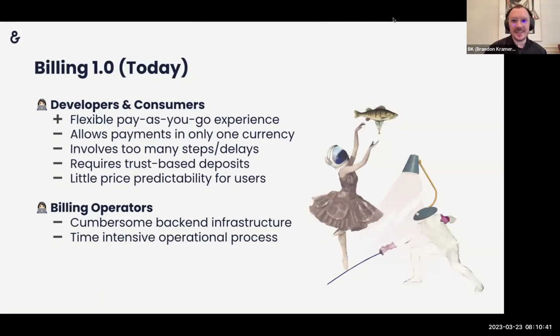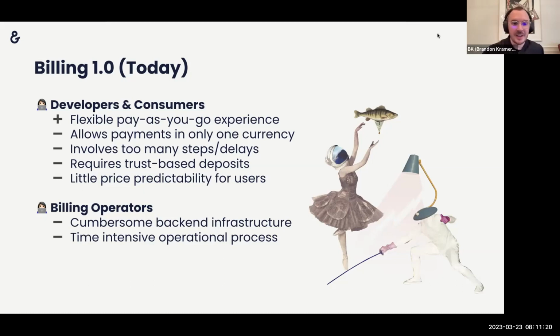Okay, so billing 1.0 is, as many of you may know, a pretty flexible, pay-as-you-go payment system. But right now, you're only allowed to pay in one currency. It involves a lot of friction, as I just pointed out, some waiting, a little too much trust, and ultimately makes it a little difficult for a consumer to predict how much a subgraph is going to cost on a monthly basis. And that's really what we're hoping to address with some of the upgrades that I'll be talking about today. Moreover, there are a lot of complications on the back end to run a billing system. It's a cumbersome infrastructure, quite time consuming to set up and also operate.